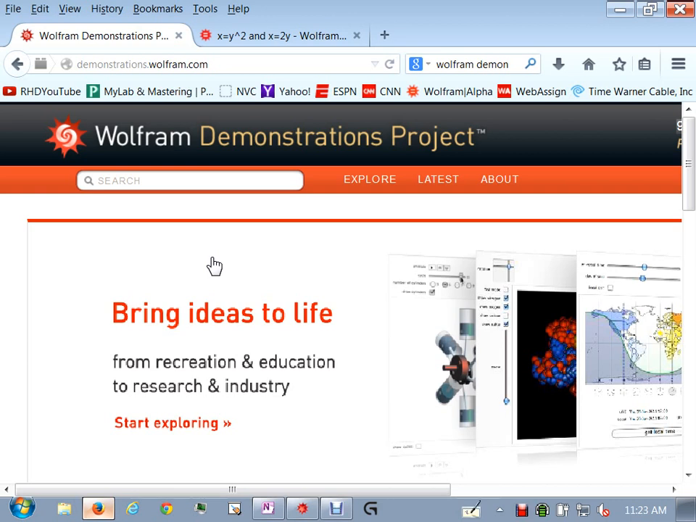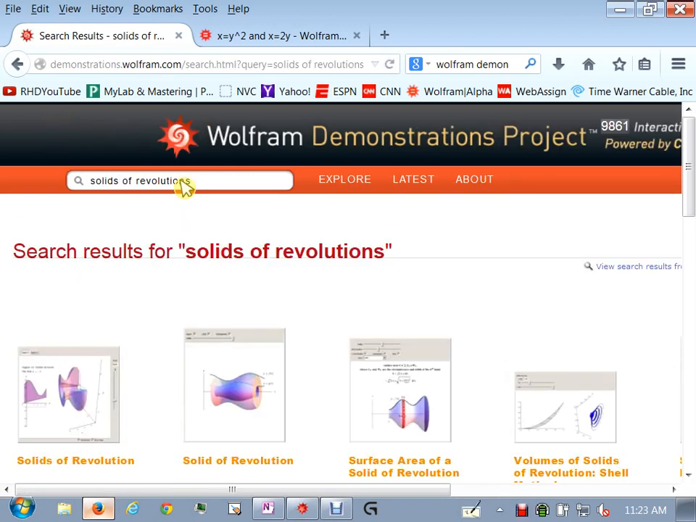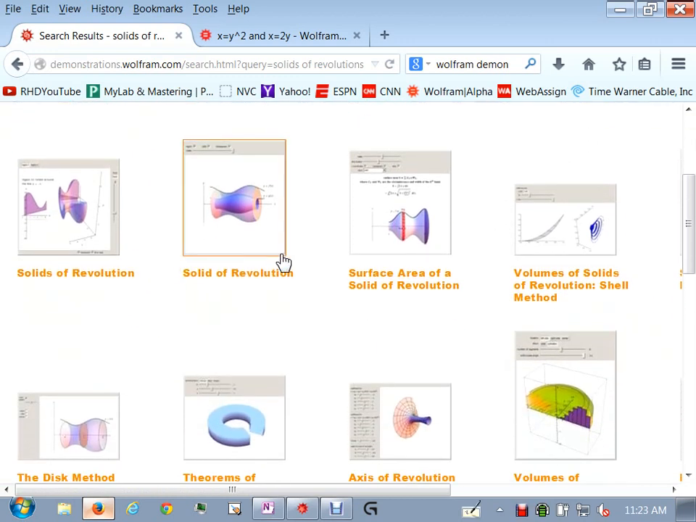And you can search just about anything here. There's a lot of really cool stuff here. So if I just type in solids of revolution, then I'll find all sorts of different things that people have submitted.